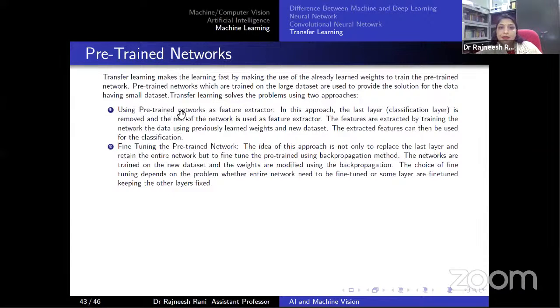First, using the pre-trained network as a feature extractor. In this approach, the last layer is removed and the rest of the network is used as the feature extractor. The features are extracted by passing the new data set through the network using previously learned weights. The extracted features can then be used for classification. Next is fine-tuning the pre-trained network. The idea of this approach is not only to replace the last layer and retain the entire network, but to fine-tune the pre-trained network using the back propagation method. So you are not only removing the last layer, you are modifying the learned weights. The networks are trained on the new data set and the weights are modified using back propagation.